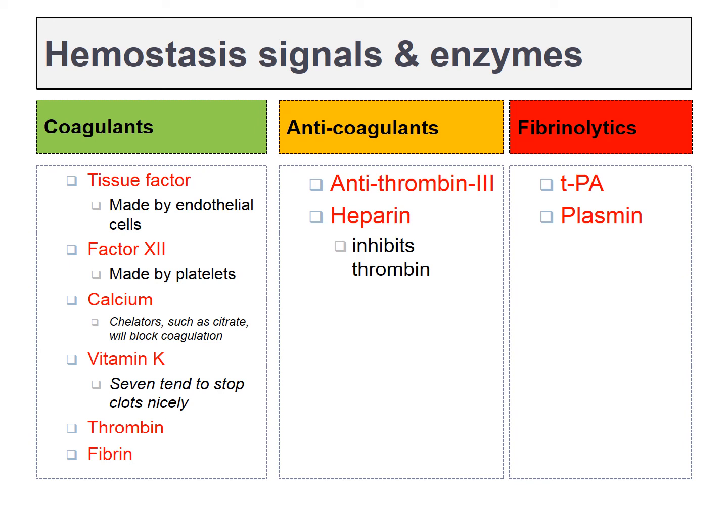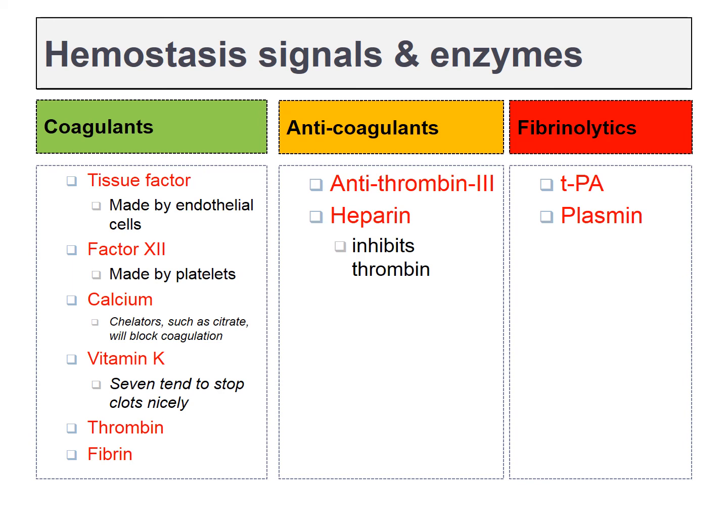The activity of these coagulants can be inhibited downstream by anticoagulants, such as heparin. You might have administered heparin to a patient to try and prevent them from forming blood clots. For instance, if you've had to remove their blood for dialysis, you don't want that blood clotting when it's inside the dialysis machine.